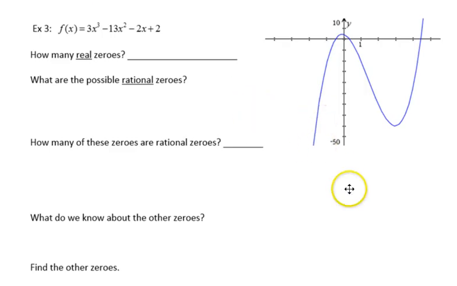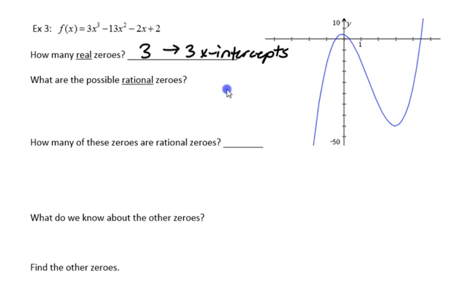Okay, this one, how many real zeros? Well, it has 3 real zeros because it has 3 x-intercepts. That doesn't mean that we're going to be able to find them all easily, though. It means none of them are imaginary numbers, but they could be irrational numbers.